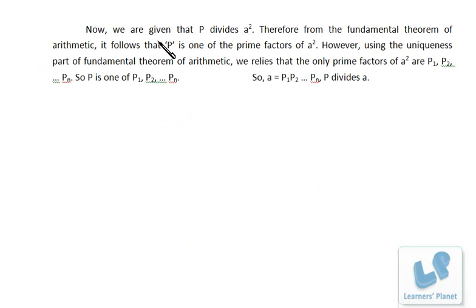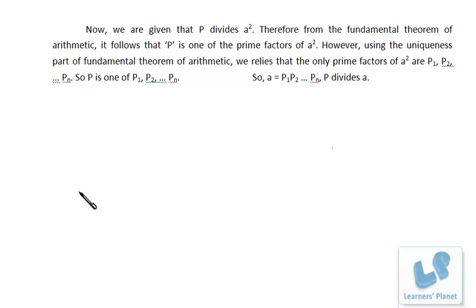Now we are given that p divides a square. Therefore, from the fundamental theorem of arithmetic, it follows that p is one of the prime factors of a square, right? However, using the uniqueness part of the fundamental theorem of arithmetic, we realize that the only prime factors of a square are p1, p2 till pn. So p is one of p1, p2 and pn. So a is equal to p1, p2 till pn and p divides a.